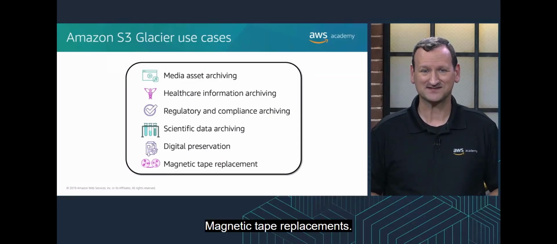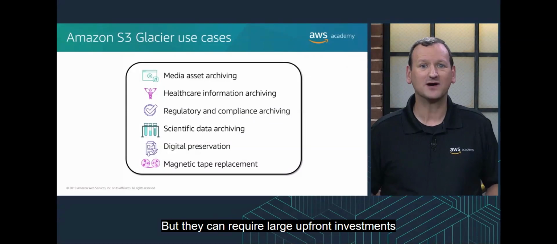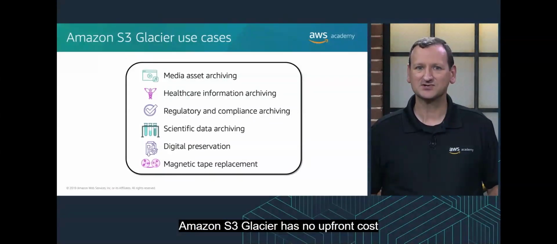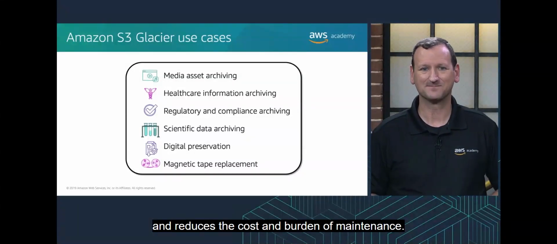Magnetic tape replacements. On-premises or off-site tape libraries can lower storage costs, but they can require large upfront investments in specialized maintenance. Amazon S3 Glacier has no upfront cost and reduces the cost and burden of maintenance.